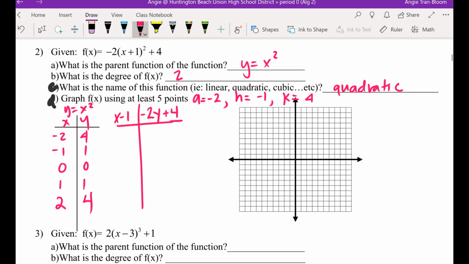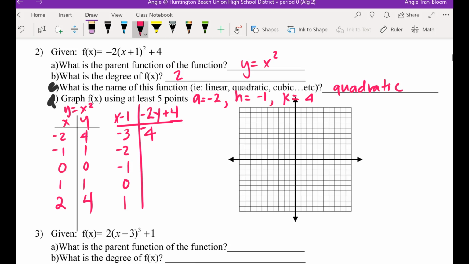So now we're just going to change all the 5 things from the parent. Negative 2 minus 1 is now what? Negative 3. Keep on going. Negative 2. Negative 1. 0. And 1. Okay. 4 times negative 2 is negative 8. And then negative 8 plus 4. So that's negative 4. Yeah. Okay. Negative 2 times 1 is negative 2.